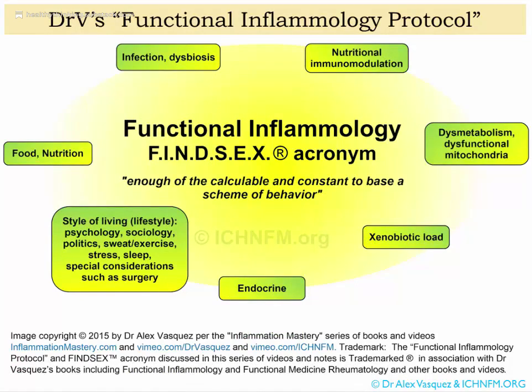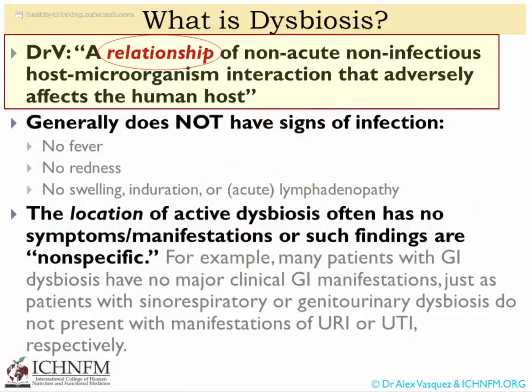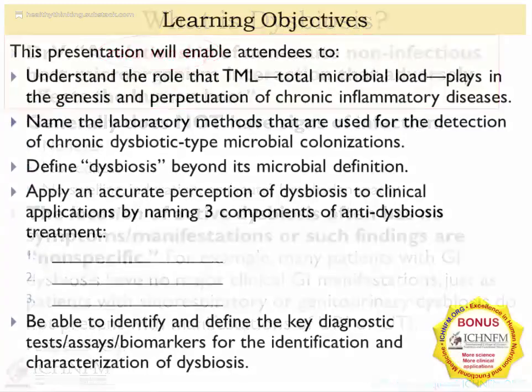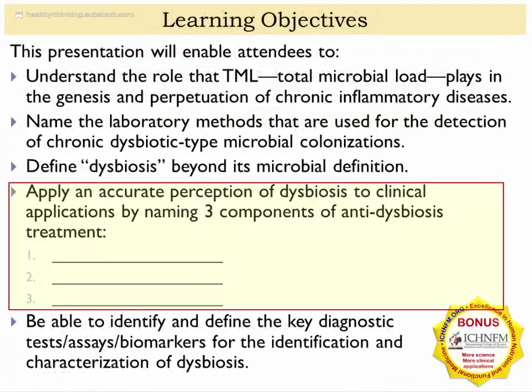That's F for food, I for infections and dysbiosis, N for nutritional immunomodulation, D for dysmetabolism and dysfunctional mitochondria, S for style of living, sociology, sleep, stress, special considerations such as surgery, E for endocrine, and X for xenobiotic load and xenobiotic detoxification. Again, as I've said many times before, dysbiosis is a relationship of non-acute, non-infectious host-microorganism interaction that adversely affects the human host, and obviously we've already reviewed multiple mechanisms by which that can occur.